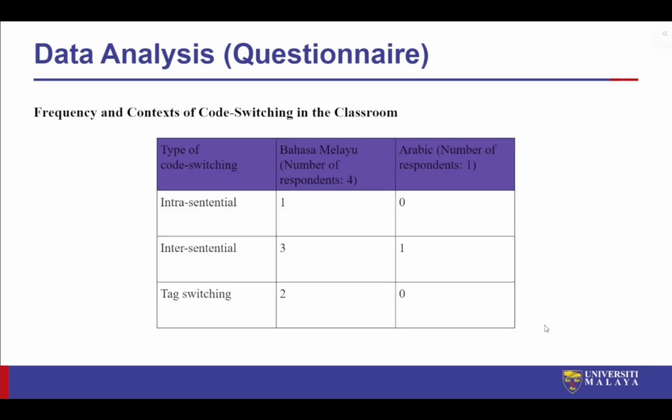We also tabulated the data for our other questions in Bahasa Melayu and Arabic. For our Bahasa Melayu question, 4 respondents answered. And as we can see, there is an instance of all types of code switching in the responses, with intersentential actually being the most, followed by tag switching, and then intrasentential code switching. And for our Arabic question, we only had 1 respondent, and they chose intersentential code switching.